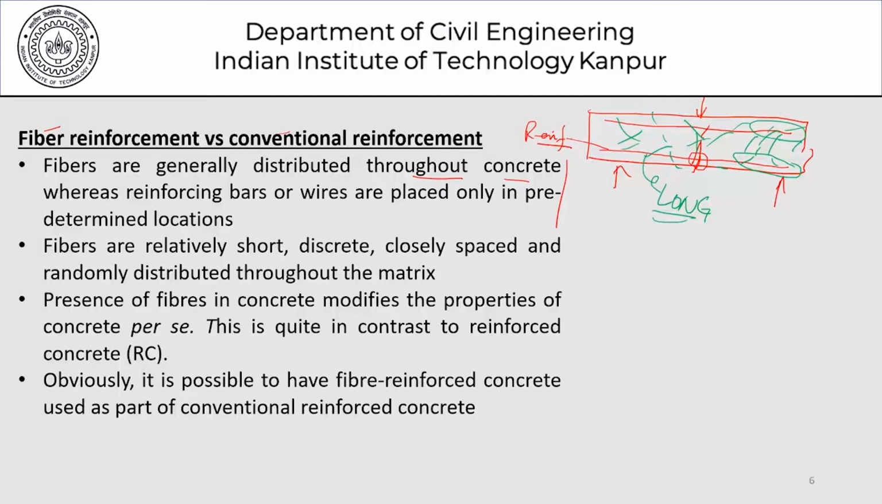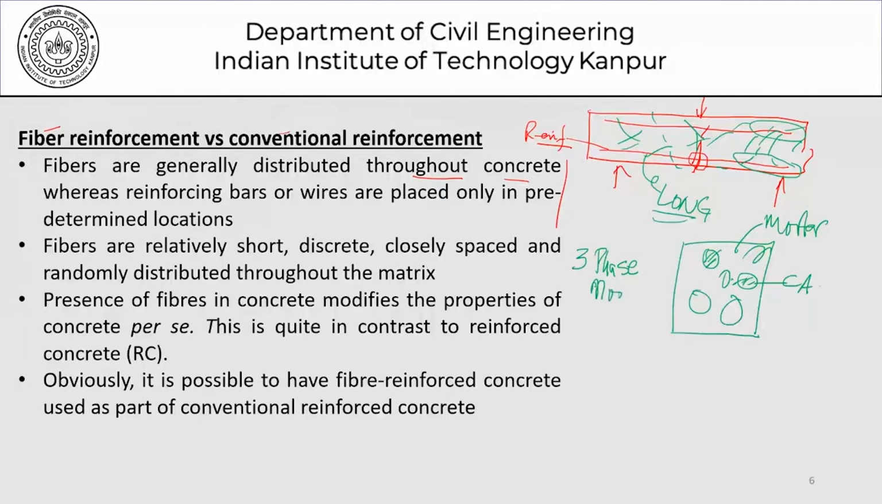Presence of fibers in concrete modifies the properties of the concrete per se. So remember that we had a picture which we use all the time, that we have concrete and we have these coarse aggregates and we have this as my mortar matrix. This is the picture we use to explain the properties of concrete. And you would recall that we use some kind of a three-phase material model where we said that the concrete could be modeled as made up of the mortar phase, the coarse aggregate phase, and the transition zone. So based on this, we had explained the properties of concrete.